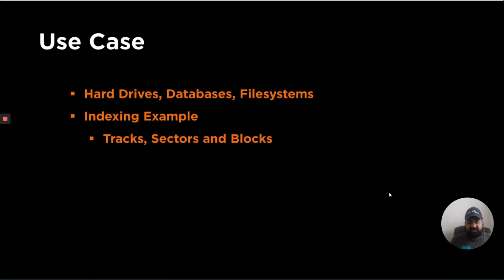So let's discuss a use case of B plus trees. When I was describing B plus trees, I gave you a hint that B plus trees are commonly used in database systems and file systems. If any of you take a database class later on, you're going to see all databases typically have some form of B plus tree.